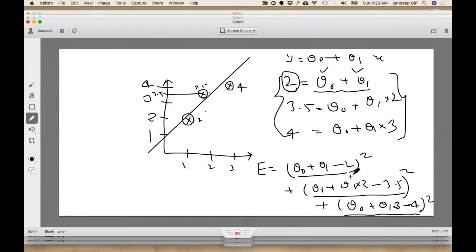Now, what is the purpose of this exercise? The purpose of this exercise is we want to minimize this error, correct? We want to minimize this error. And how did we ever minimize this error? Anyone? How did we ever minimize the error? We are trying to minimize this error by tweaking these theta naught and theta 1. We need to come up with those theta naught and theta 1 such that this error is minimized, right?